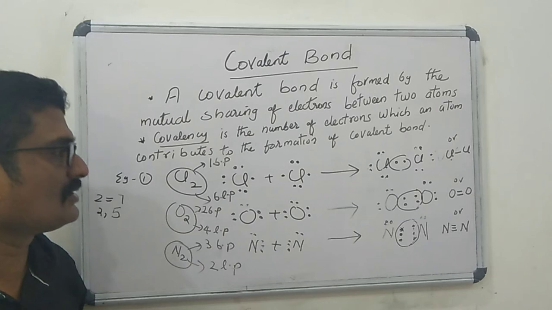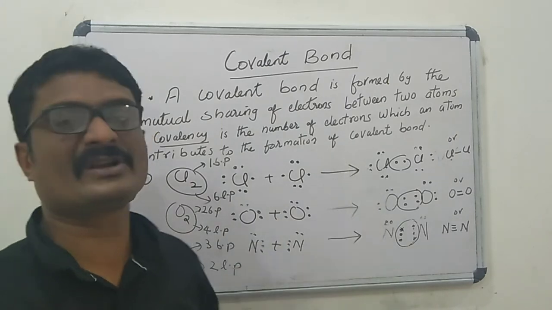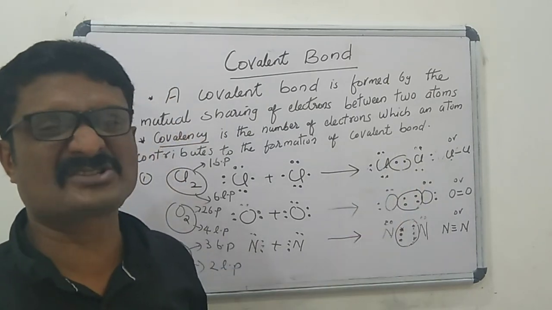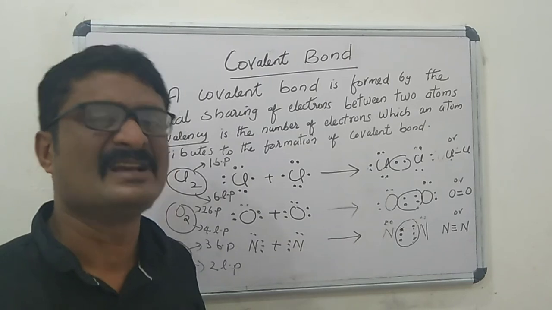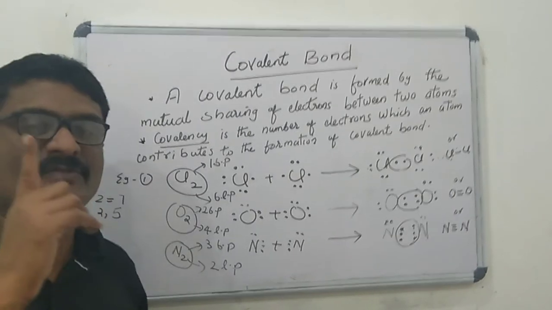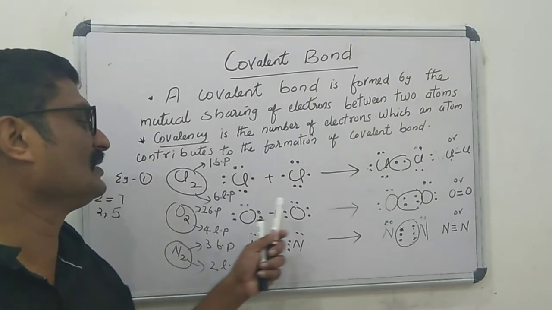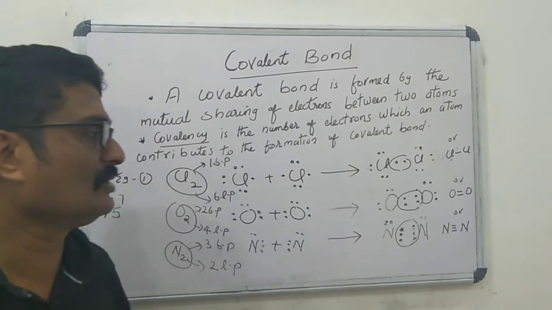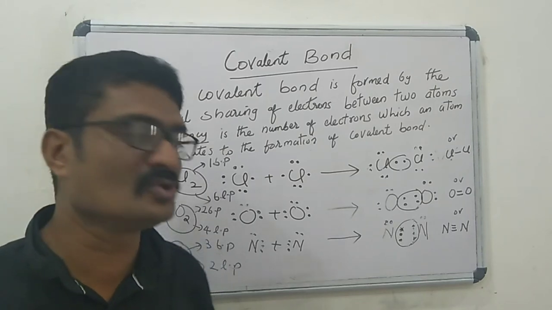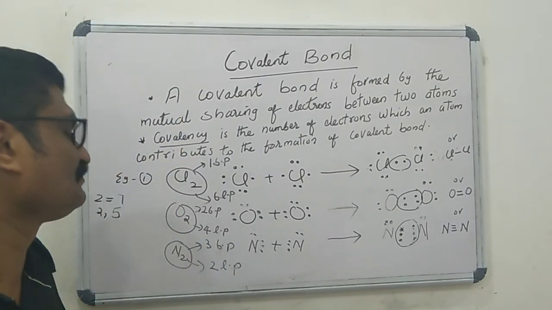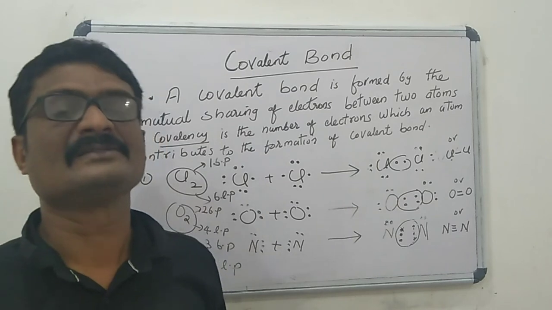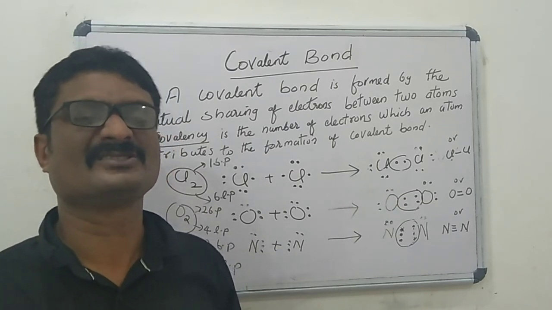That means in the case of chlorine, each chlorine atom contributes 1 electron for sharing. The first chlorine atom contributes 1 electron for sharing, and the second chlorine atom also contributes 1 electron for sharing. Then the covalency of chlorine is 1. In the case of the O2 molecule, each oxygen atom contributes 2 electrons for sharing. Then the covalency of oxygen is 2. In the case of nitrogen, each nitrogen atom contributes 3 electrons for sharing. The covalency of nitrogen is 3.